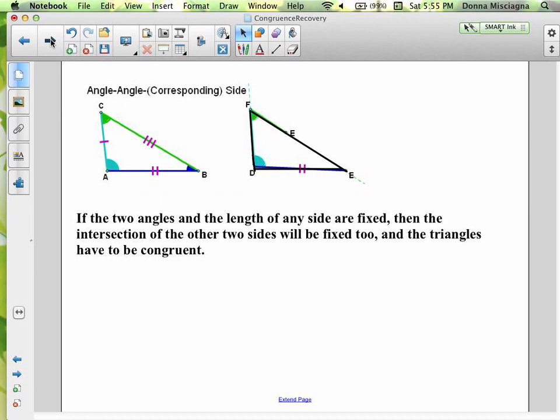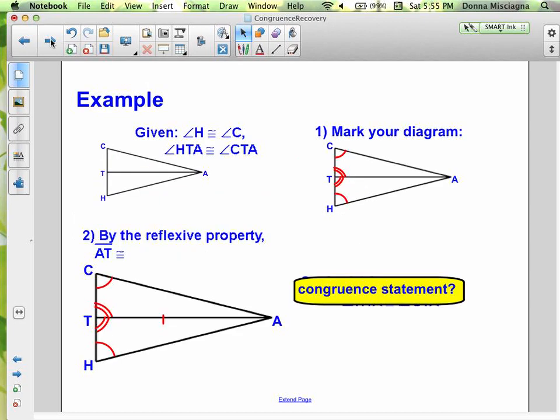Okay, and so now we're going to be solving lots of problems, figuring out what kind of congruence postulate is used. First, we'll do some that are basically angle side, right? And then we'll mix them all up.